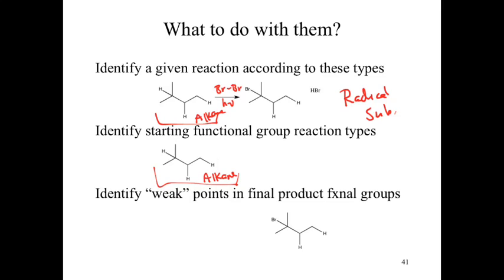If I have an alkane, the only type of reaction I can run with an alkane is a radical substitution. That is now going to limit what products I would expect and what reagents I can use. So having that information can drastically eliminate answers from a multiple choice test, say that you might find on an ACS standardized test. We can also look at the product to identify weak points.